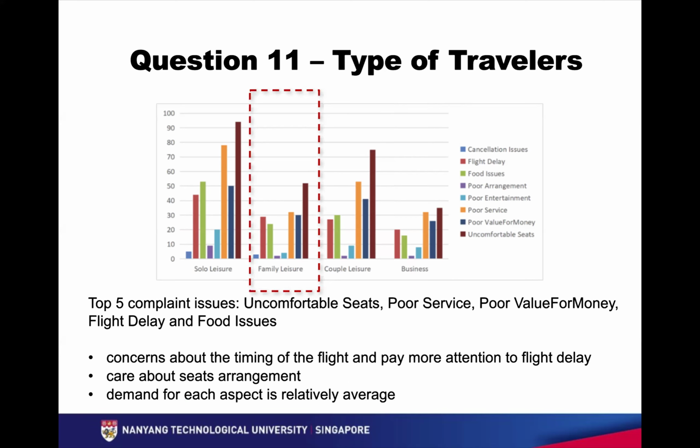And lastly, for the family, their top 5 complaint issues are uncomfortable seats, poor service, value for money, flight delay, and food issues. This type of passenger is concerned about the timing of the flight and pays more attention to flight delay. And as there are a lot of people, they care about the seat arrangement, and their demand for each aspect is relatively average.